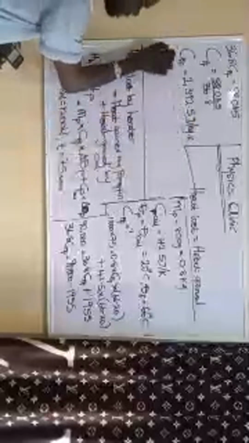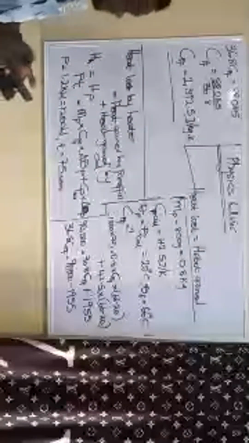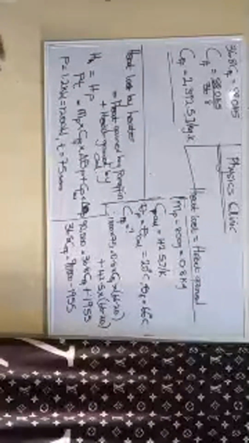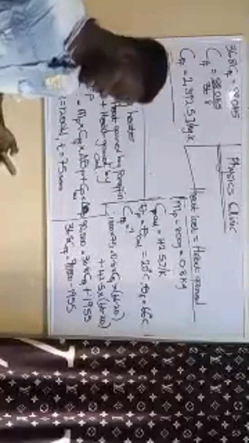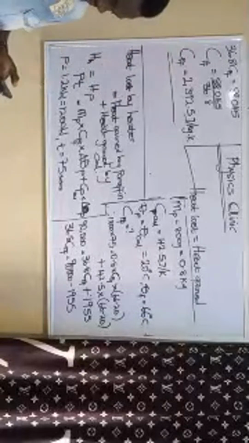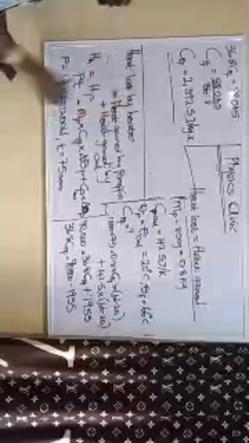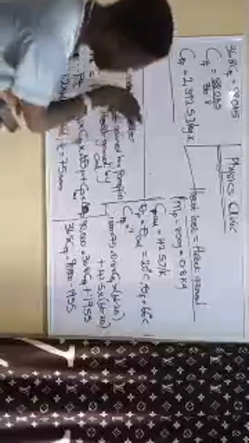So this is the answer to that particular question, Aduragbemi. 2392.5 joules per kilogram per Kelvin is the answer to that particular question. Does this make sense? If this is still not clear enough, let me know. This is the solution, following through from here, down here. This is the final answer to that particular question.